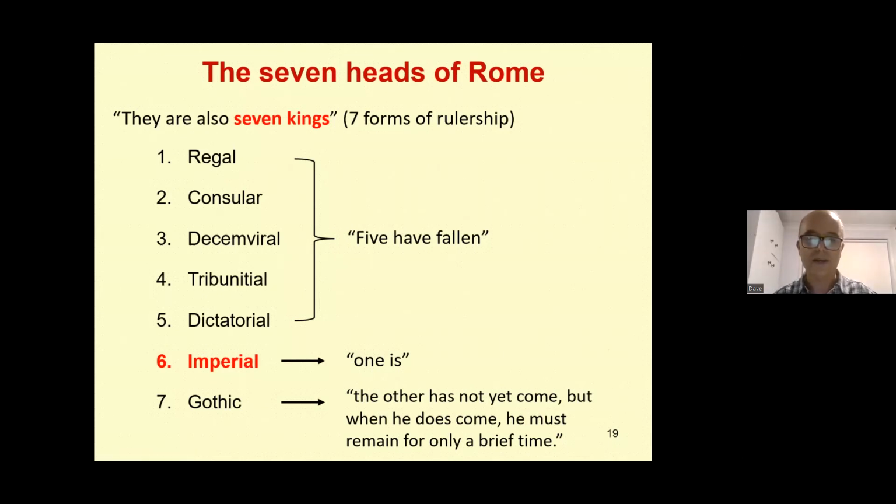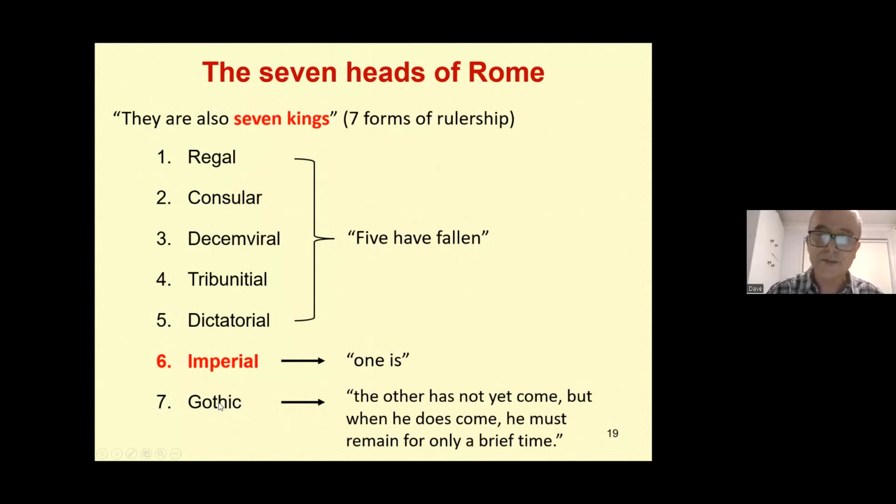of the Roman Empire. Now, the Western Roman Empire ended in 476 AD when the last emperor, Romulus, was dethroned. And Rome was ruled for a period of 60 years by the Goths, or the Gothic kings. That's described here as the other head that had not yet come in the time of John when he received that vision. Okay? And John is told that that Gothic head, or seventh head, would only last a short time.